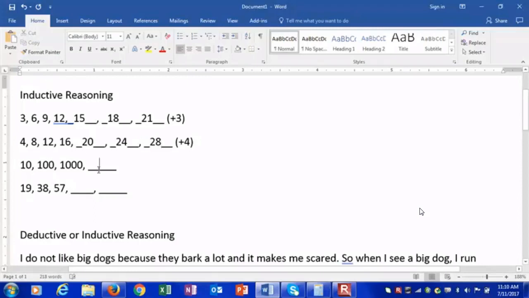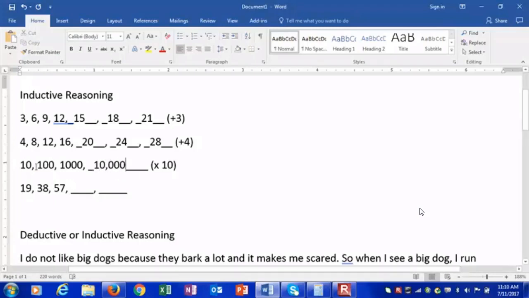Now, 10, 100, 1,000. 10 times what is 100? Should be 10 times 10. 10 times 10 is 100. 100 times 10 is 1,000. 1,000 times 10 is 10,000.